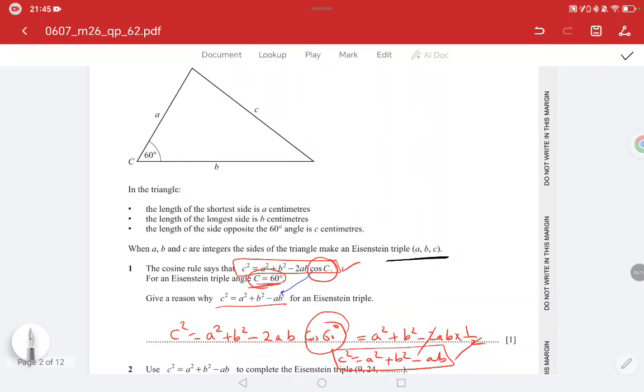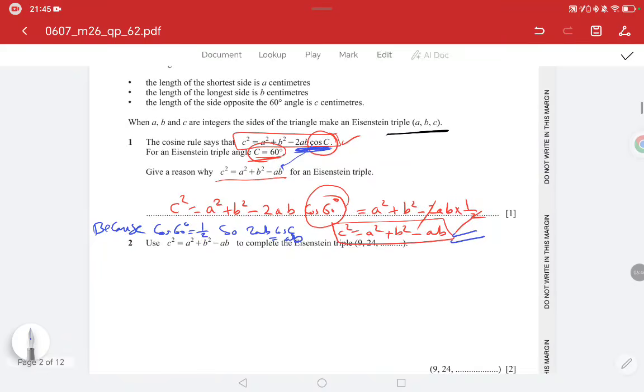So you can say here after this one, because cosine 60 degrees equals 1/2, therefore this 2ab cosine C will be just ab. Or what we just wrote. Okay, so now next one: use this formula. This is our main formula today.